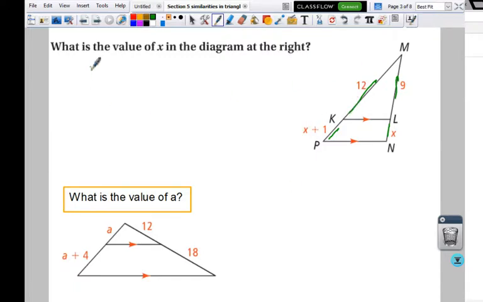So 12 over x plus 1, so that was big over little, and it's got to equal, and I'm going to do big over little again. Big is 9 over little is x. So we just got to be consistent. Big over little, big over little. And then we can go through and solve this.